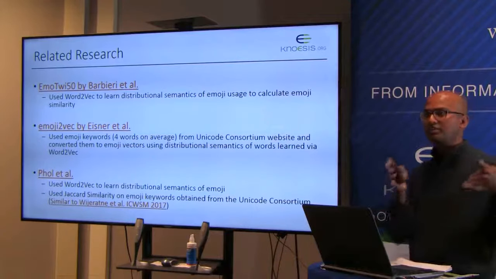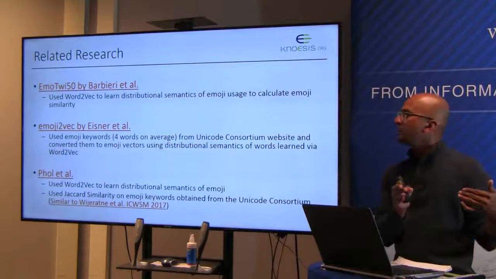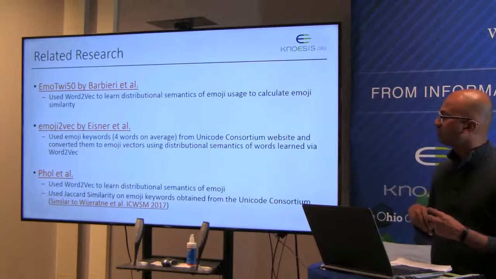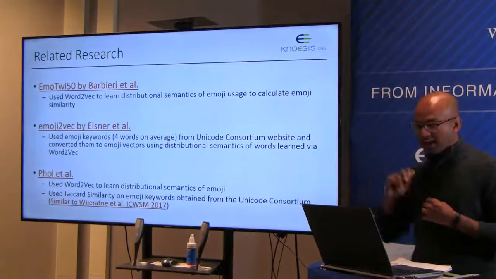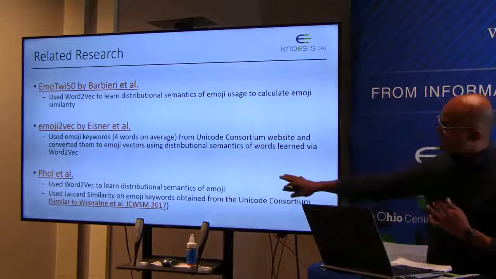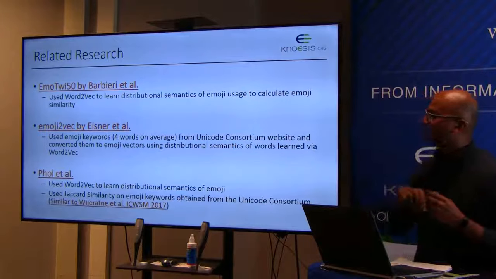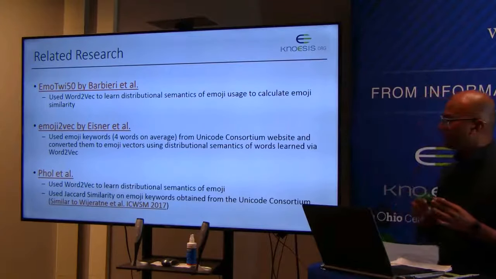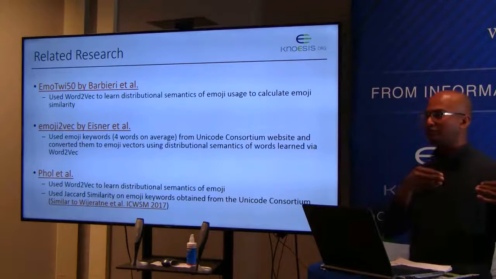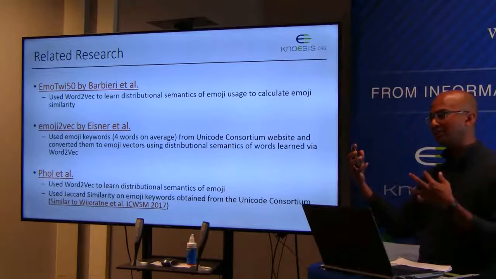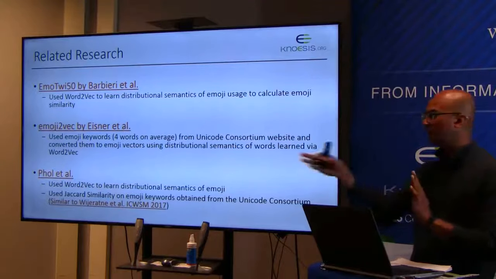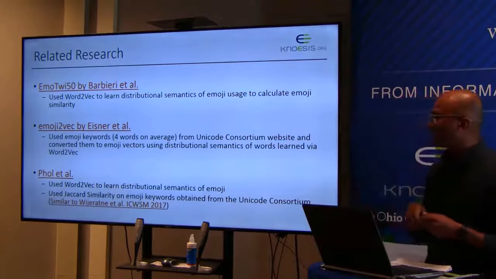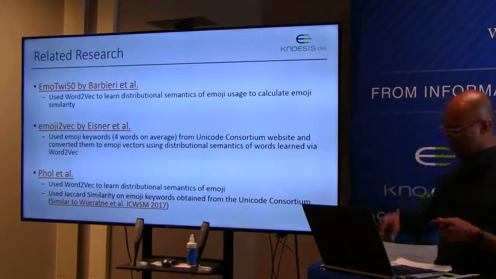Eisner, on the other hand, used some of the keywords that were available from the Unicode Consortium website, and emoji names from there. He also uses some distributional semantics as well. Faal and others came up with two measures. The first measure is exactly the same as Barbieri's measure, which is based on distributional semantics. Then they also proposed a method based on the overlap of the keywords on the Unicode Consortium website. Given two emojis, extract all the keywords from the Unicode Consortium website and check the overlap, and based on Jaccard similarity, come up with a measure. This is very similar to another emoji similarity method that we proposed in our ICWSM paper.